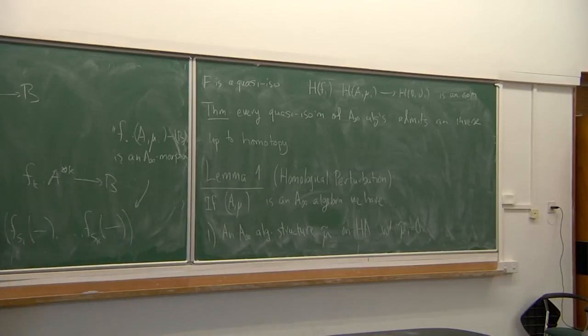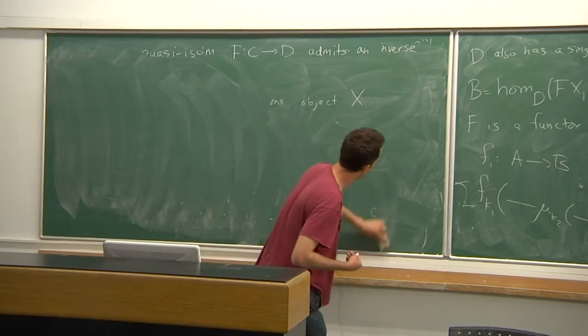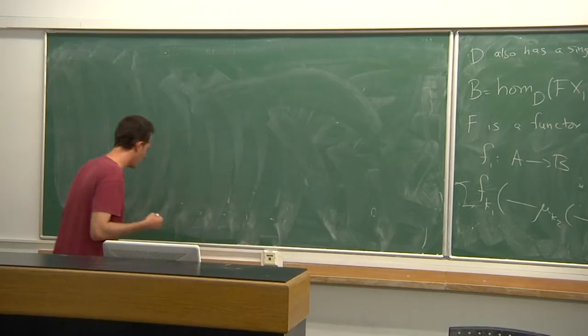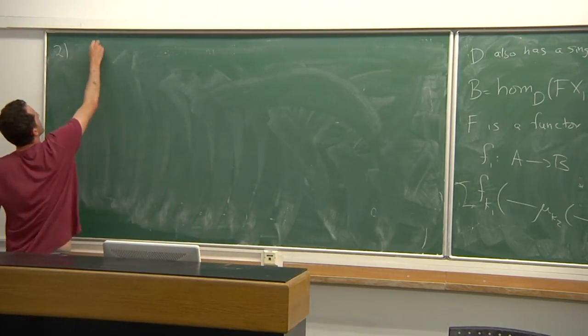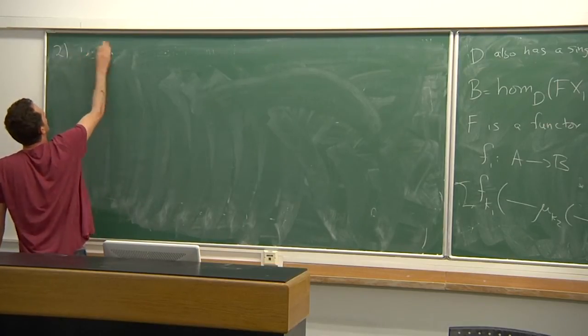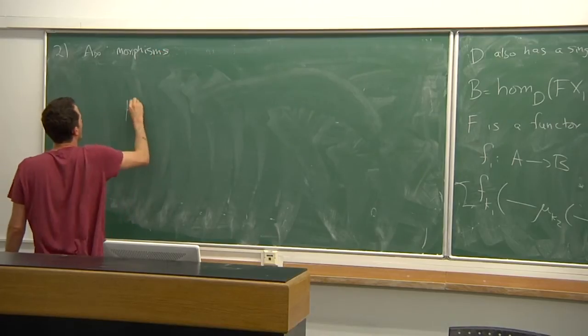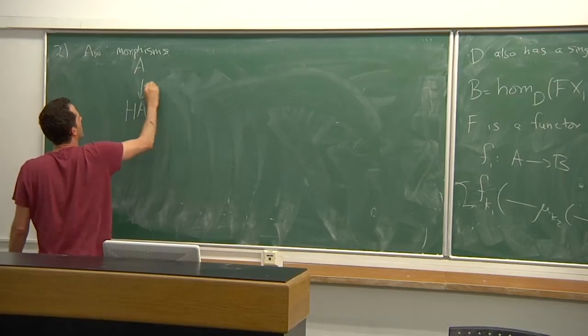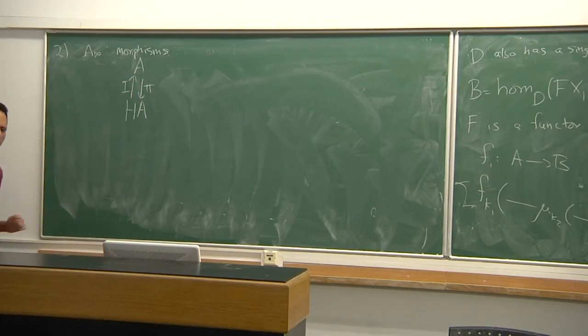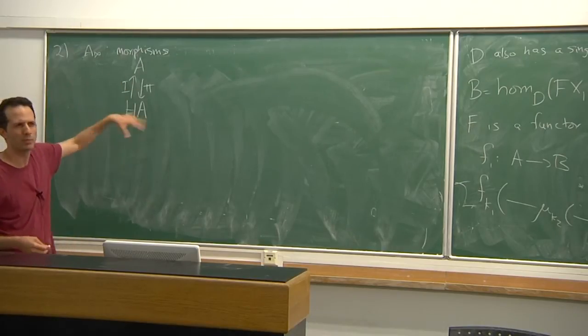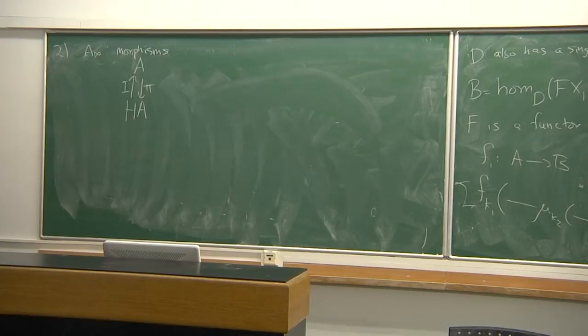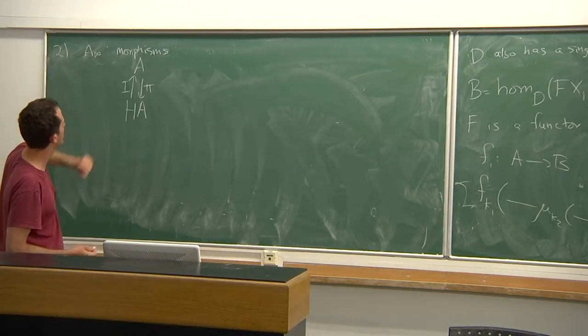The second part is that we have morphisms. Second part, we'll talk about morphisms. And the third part, we'll talk about homotopies. The second part of the structure is that we just have A infinity morphisms from HA to A and from A to HA, which are denoted by I and pi. And I write them as arrows, but just remember, in your mind, this is a collection of maps from the tensor products to the second space. So we have A infinity morphisms.